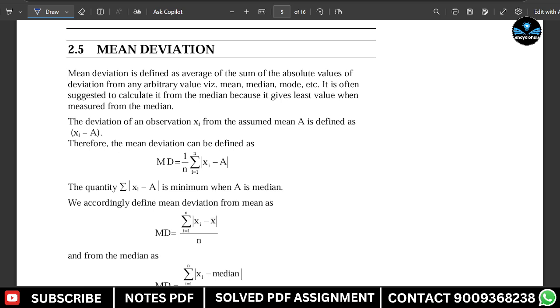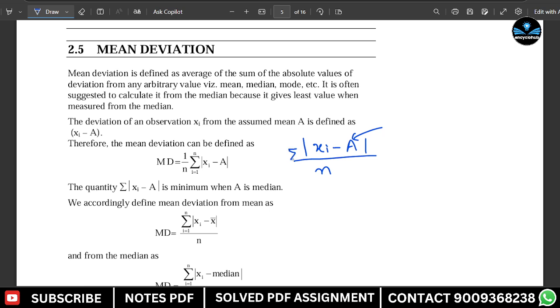mean deviation is defined as the average of the sum of the absolute values of deviation from any arbitrary values: mean, median, and mode. It is often suggested to calculate it from the median. So, mean deviation is actually an average of the sum of the absolute values. We are finding the average of the absolute value. This is the absolute value, and a can be mean, median, or mode.